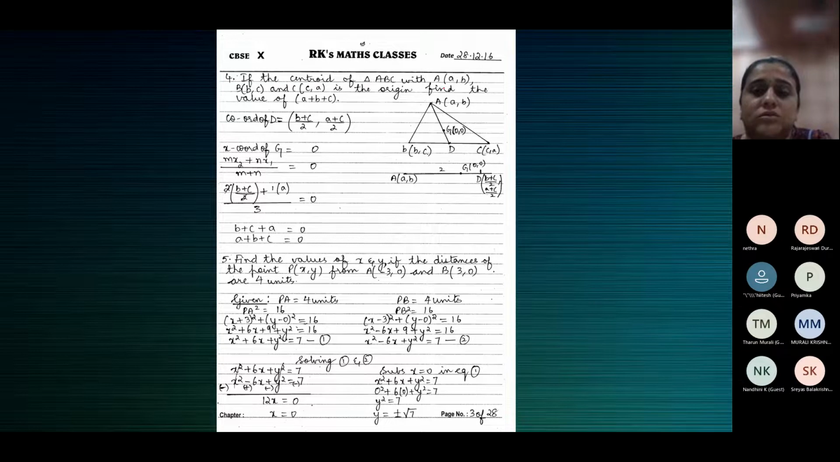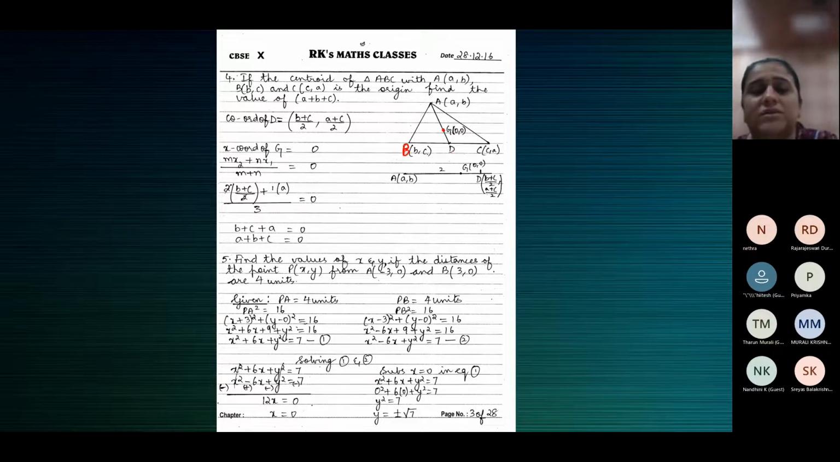All right. The triangle has vertices A given by (A, B), B given by (B, C), and C given by (C, A). The centroid is at (0, 0), the origin. We know that the centroid lies on all the medians: on the median from A, on the median from B, and on the median from C. It lies on all three medians.